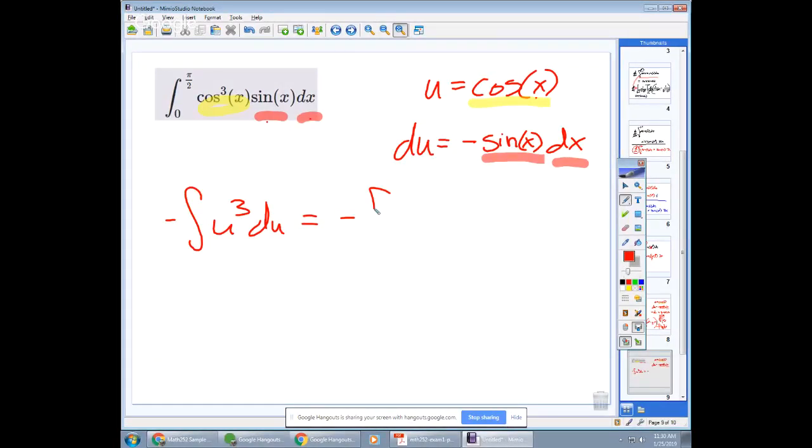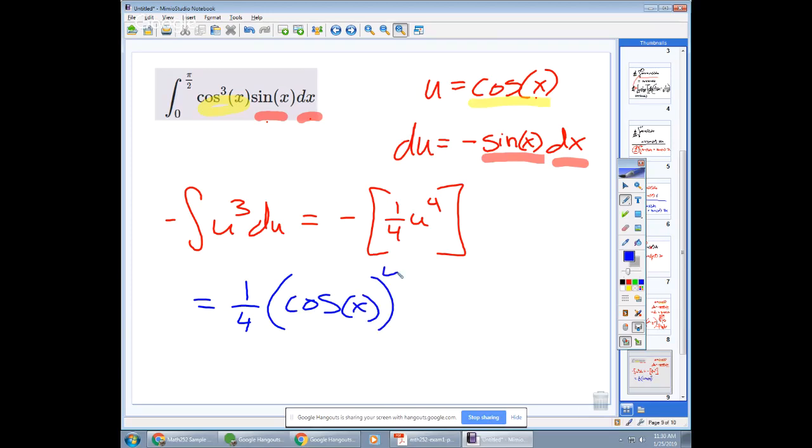The antiderivative would be the opposite of 1/4 u to the 4th, and then I have to reverse substitute. Substituting back, I get 1/4 of the cosine of x to the 4th. Now that I've put the x stuff back in, negative, thank you, I can put in the 0 to pi over 2 and go from there.